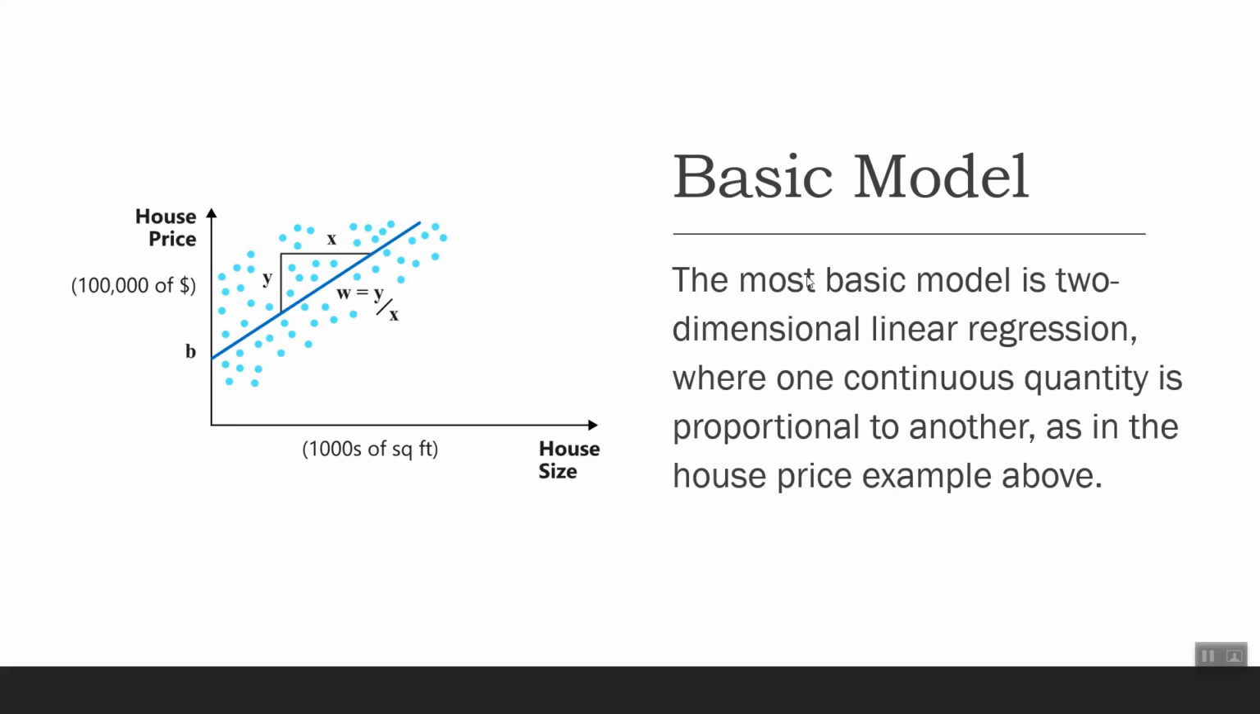The most basic model is a two-dimensional linear regression where one continuous quantity is proportional to another. That means house price is proportional to house size with an intercept, and this is the slope, which is y by x, on this tangent. These are the data points, each a pair of house price and house size, and a linear curve is fitted, the most approximate fit through all these points.